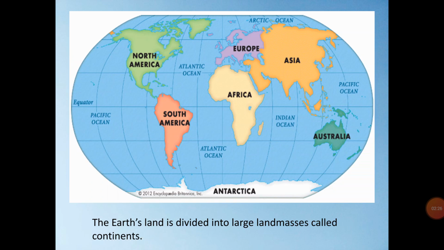This is the picture of a world map. When we flatten the globe, we get the map. So this is the picture of the world map having the continents mentioned in it. The Earth's land is divided into large masses called continents. So students, let's learn more about continents.